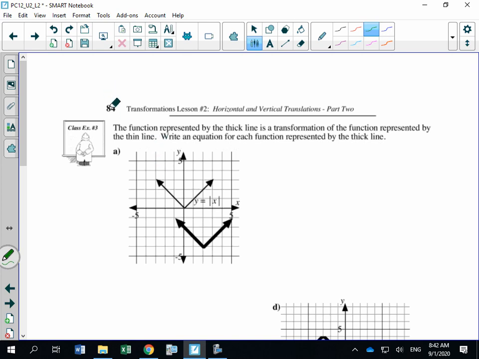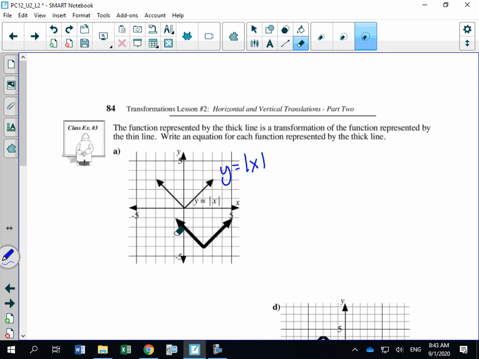Okay, so for class example 3, the function represented by the thick line, so this function here, that's the transformation. And the original function was the thin line. So what it says is it actually gives me the equation, but I'm going to write it over here. Y is equal to the absolute value of x. That is our original function.